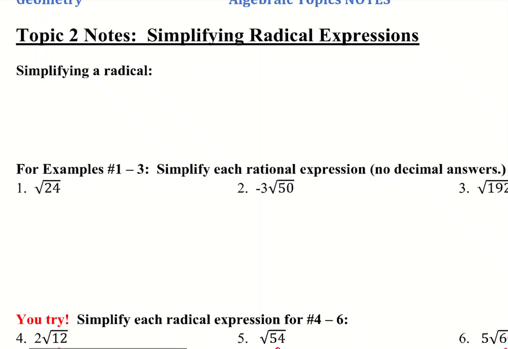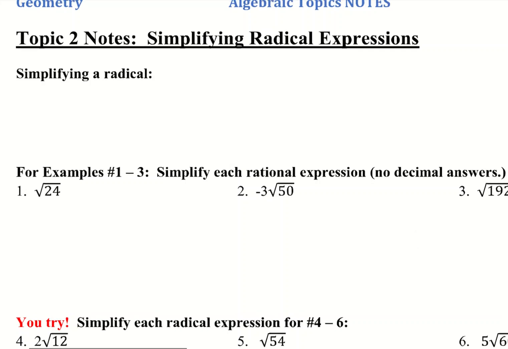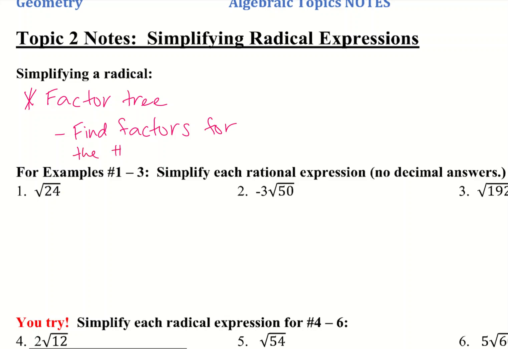Hello, we will be doing topic 2 notes for geometry today, and we will be covering simplifying radical expressions. So, simplifying a radical, you're going to want to create a factor tree. And when you create a factor tree, you find factors for the number under the radical.